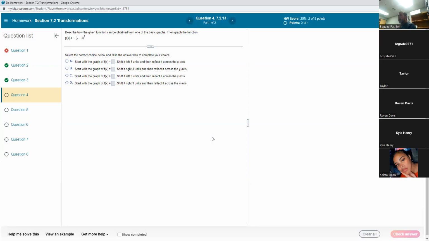All right, y'all, questions on these yet? If not, we're gonna keep on going to them then, okay? Now this one here does not give me the basic function. They're giving me g of x equals negative times (x minus 3) in parentheses to the third power.